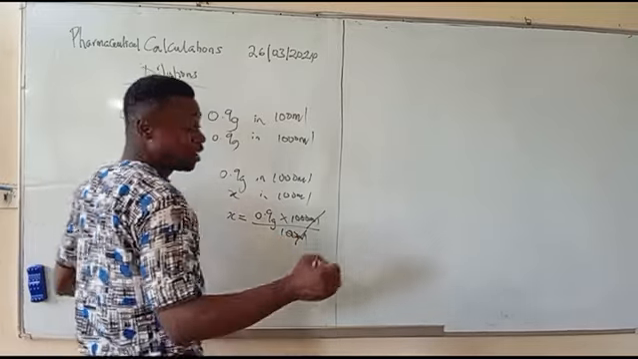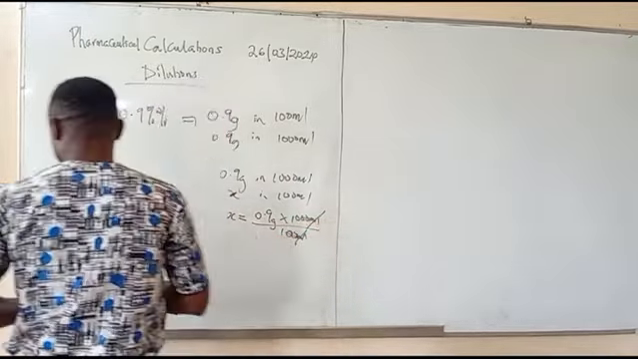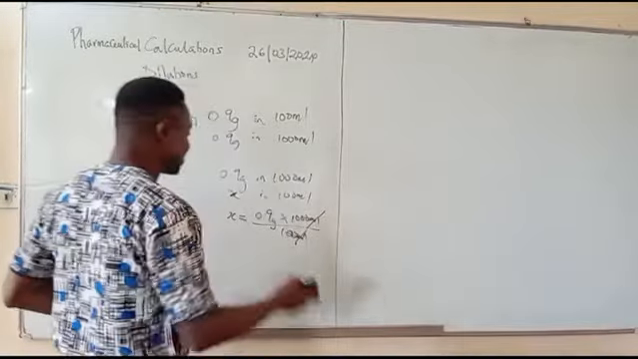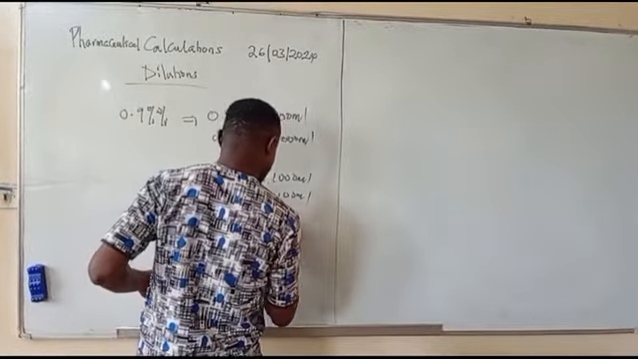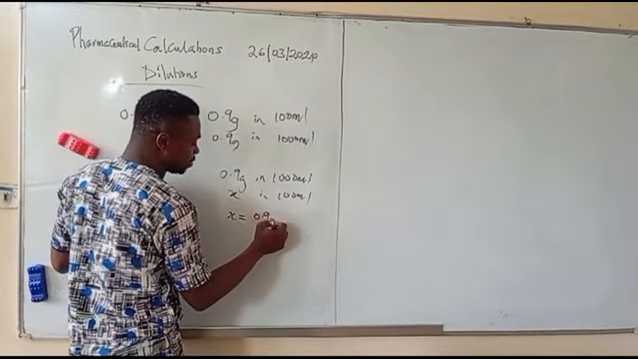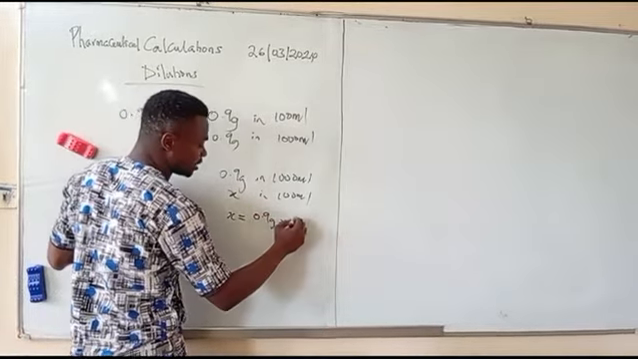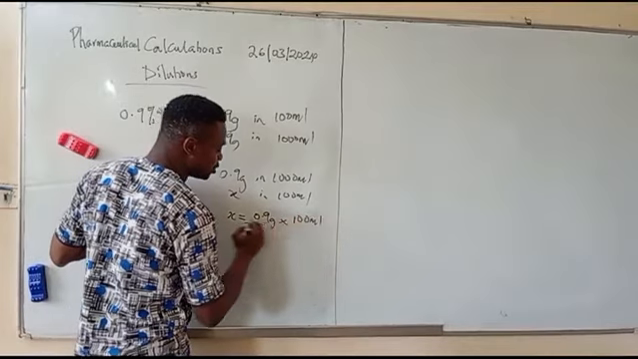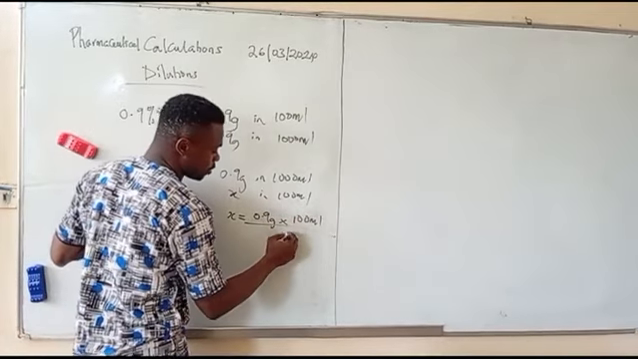So you are right, I made a mistake. Sorry, you are right. It should be 0.9 gram times 100 ml, divided by 1000 ml. Thank you for that. I like that, it means you are following.